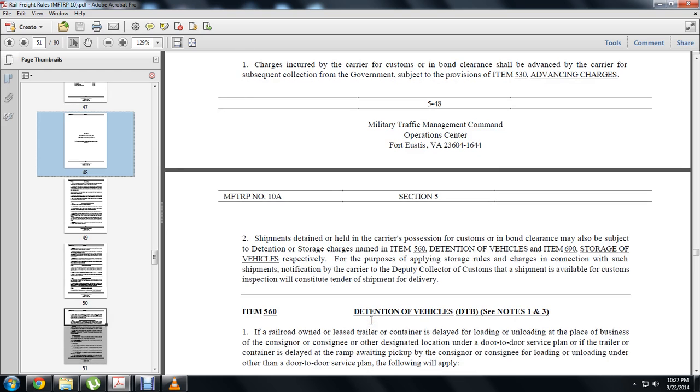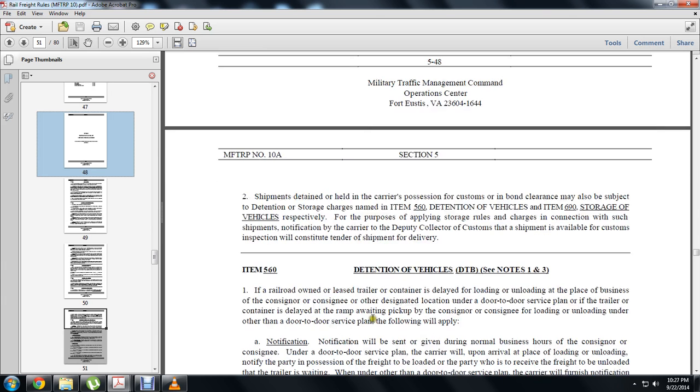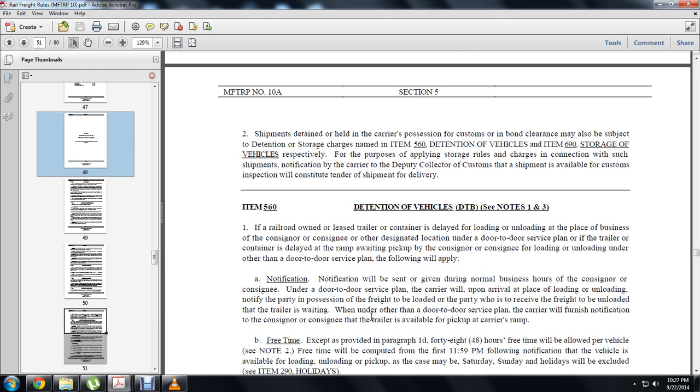Shipments designated as held in the carrier's possession for customs and bond clearance may also be subject to detention, storage, or both, as named in item 560, detention of vehicles, and item 690, storage of vehicles, respectively, for the purpose of applying storage vehicle rules and charges. In connection with the shipment, notification of the carrier's department collector of customs that the shipment is available for customs inspection constitutes the tender of shipment for delivery. Detention of vehicles, DTB. See notes 1 and 3.